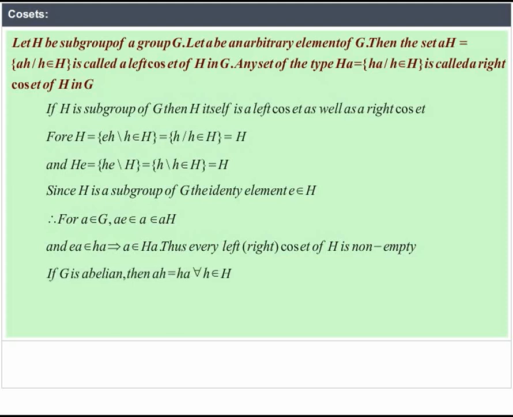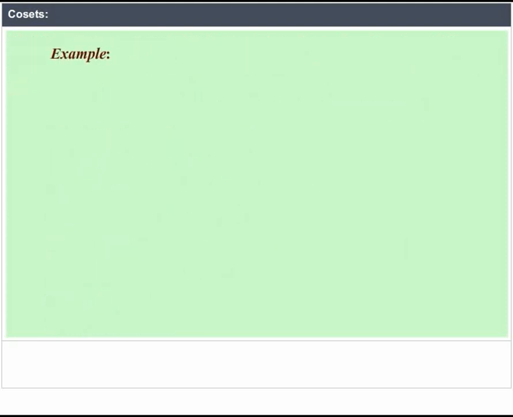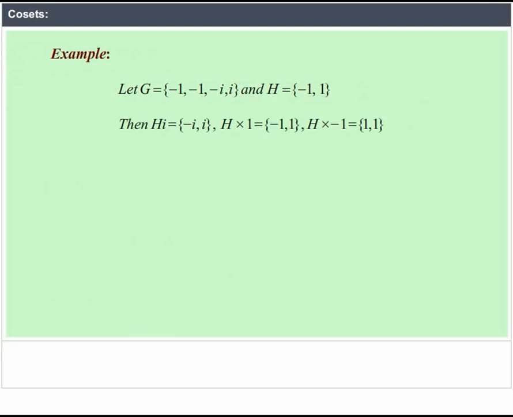If G is abelian, then ah equals ha for every h belongs to H. Therefore, aH equals {ah such that h belongs to H} equals Ha. But in general, aH is not equal to Ha. Example, let G equal {1, -1, i, -i} and H equal {-1, 1}. Then Hi equals {-i, i}. H times 1 equals {-1, 1}, H times -1 equals {1, -1}, and H times -i equals {i, -i}.